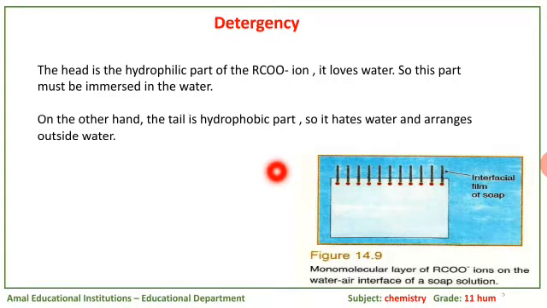On the other hand, the tail, which is represented here in black, is the hydrophobic part of soap, so it hates water and it's arranged outside water. So this document represents how the head of soap is oriented toward water, and the tail, which is hydrophobic, water-fearing, is oriented away from water or outside water.